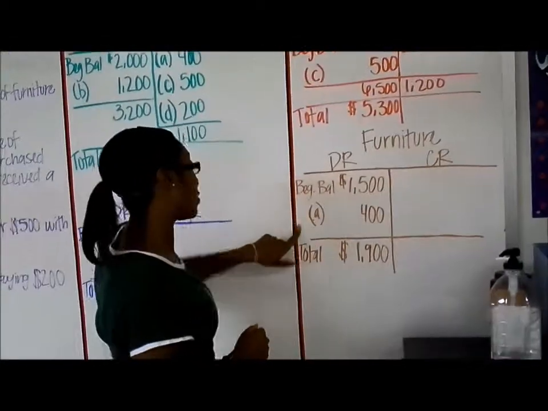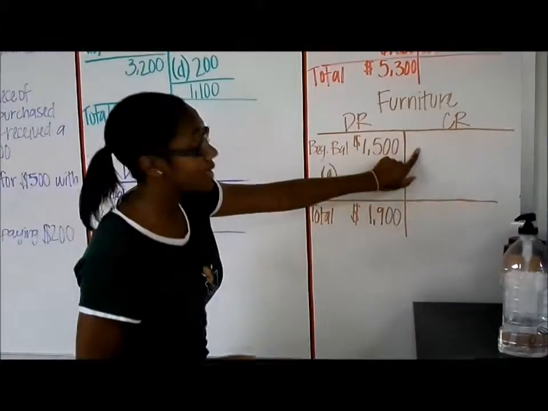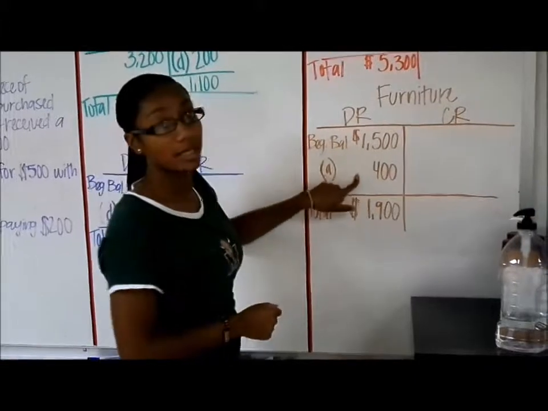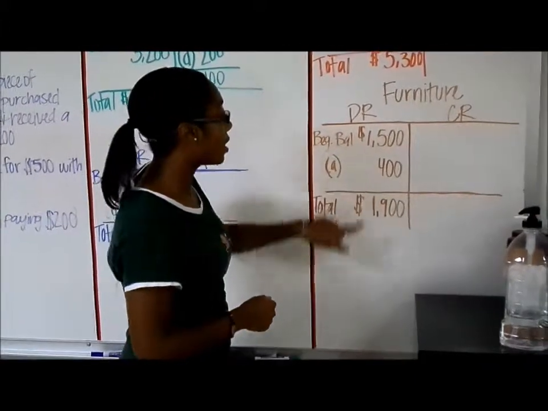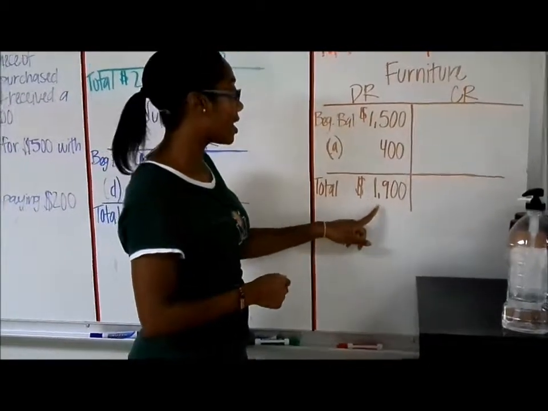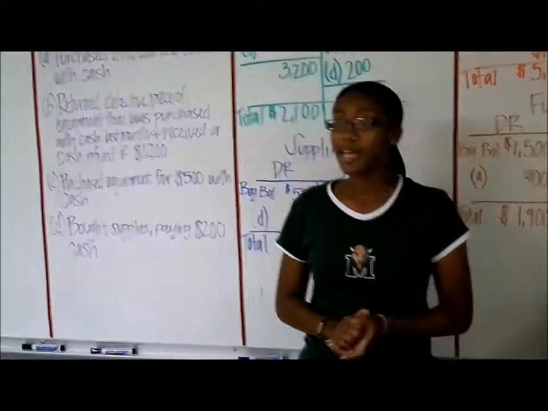Now for furniture, furniture is kind of like supplies in that you don't have anything on the credit side, so you just add up your amounts on the debit side of the T account, and your total amount for the furniture account is $1,900. So let's recap what you learned today.